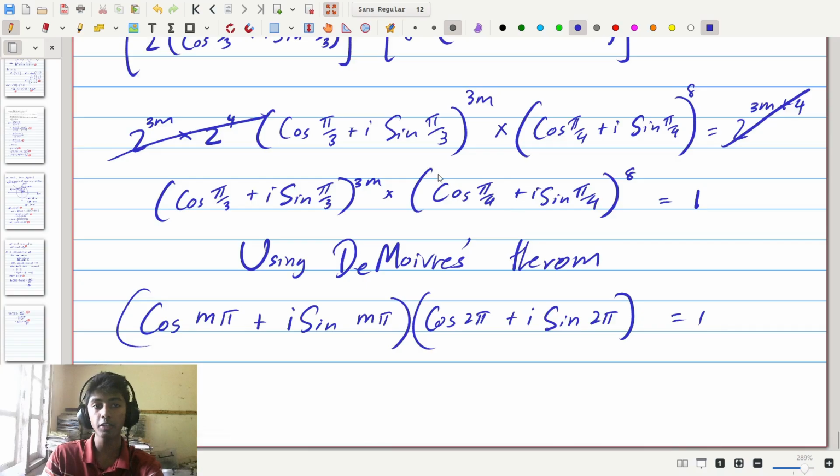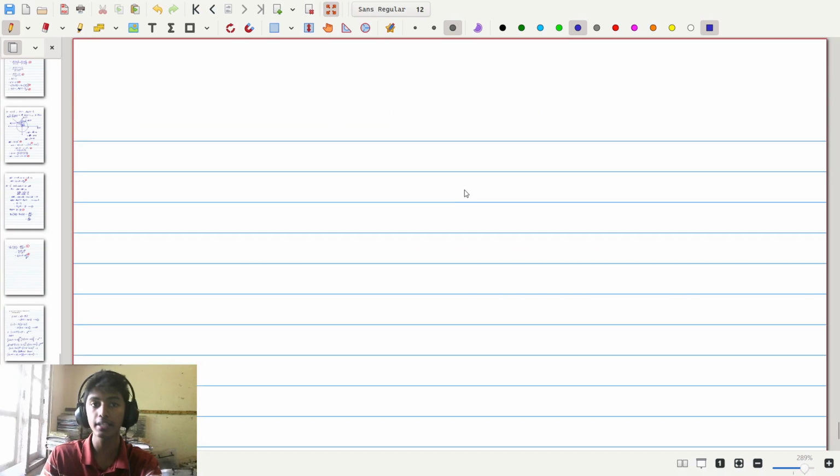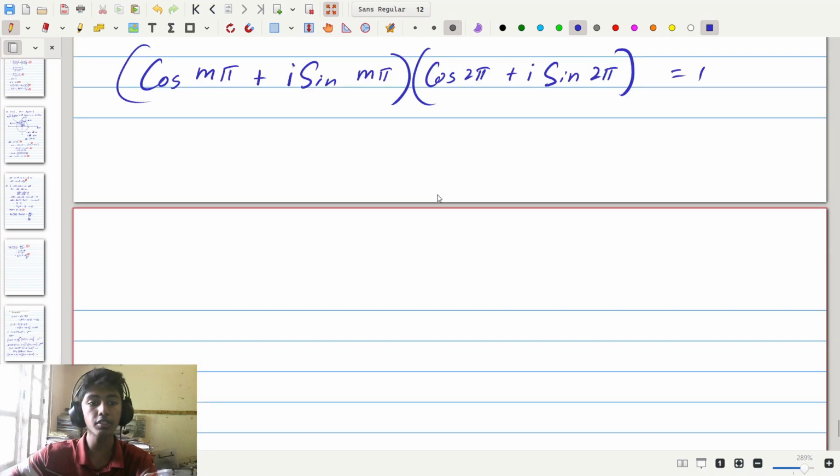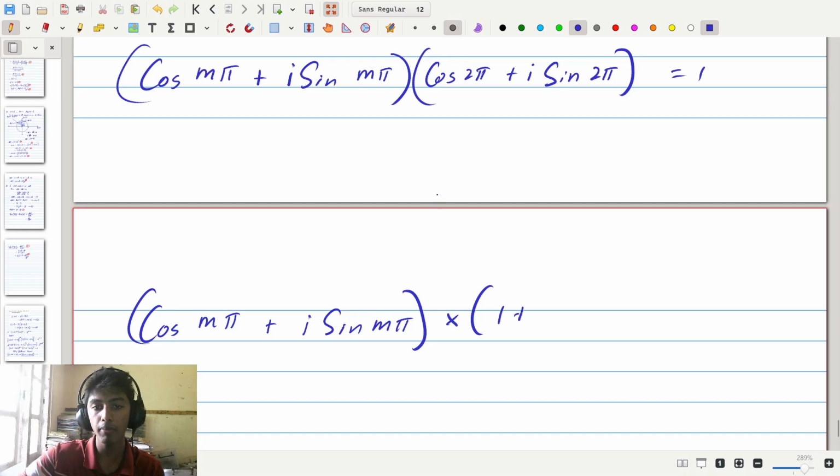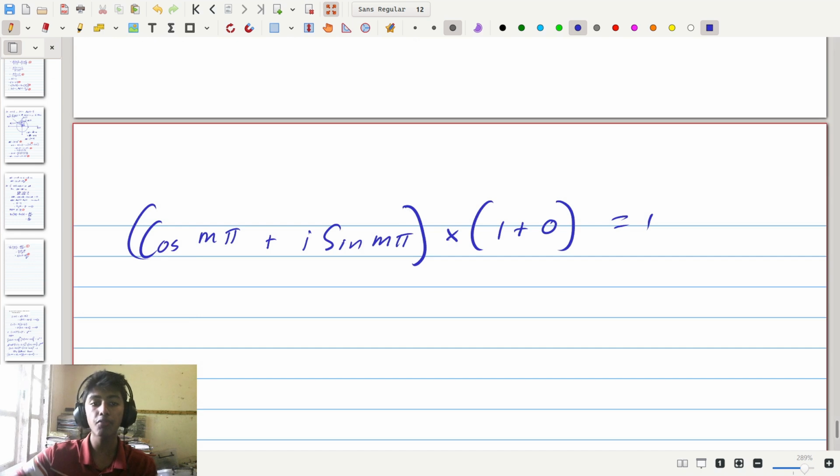Now, if we go to the next page and simplify this down, the cosine of 2 pi is equal to 1. The sine of 2 pi is equal to 0. Therefore, if we simplify this, we get that this is equal to the cosine of m pi plus i times the sine of m pi, multiplied by this thing, which simplifies to just 1 plus 0i, or just 1 plus 0, which is equal to 1. So therefore, the cosine of m pi plus i sine of m pi must be equal to 1.